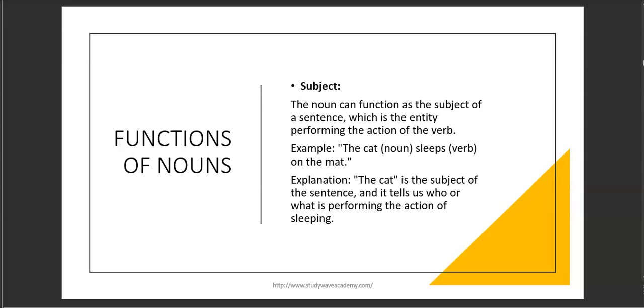So now we are looking at the functions of nouns. What are these functions of nouns, or what is the main purpose of nouns? Okay, so let's move on and look at the first function of nouns. And the first one is subject.